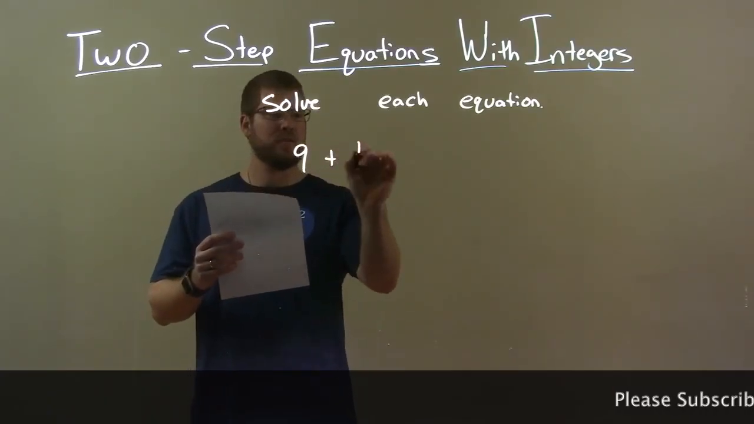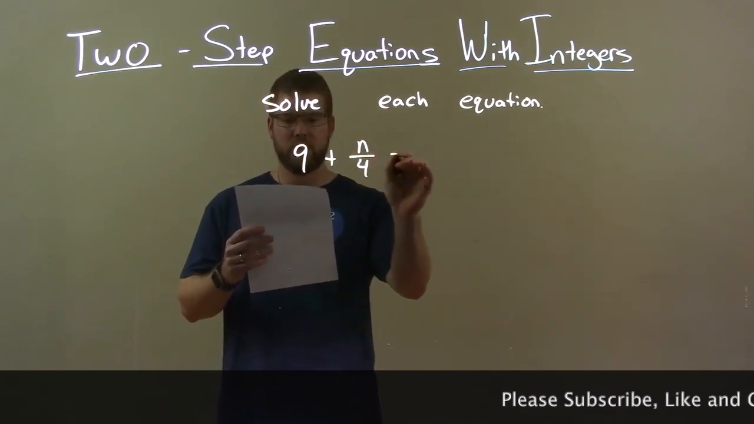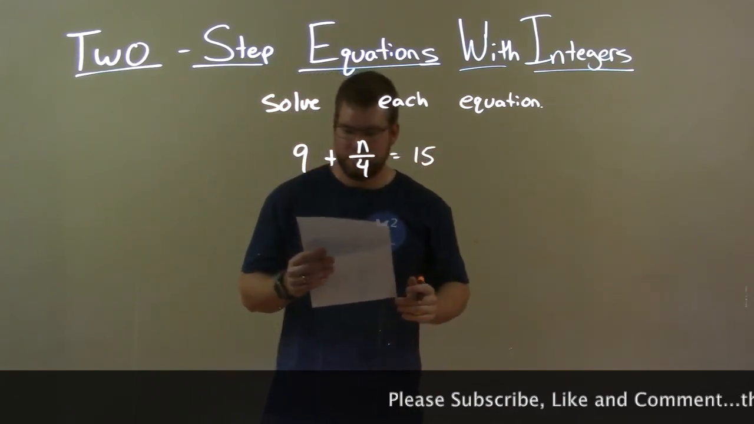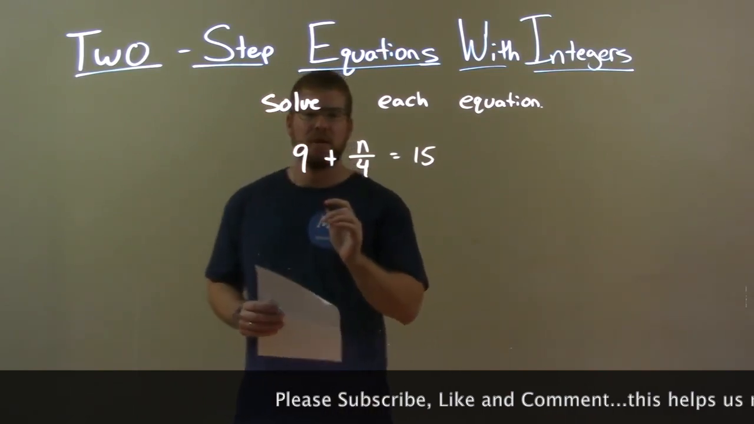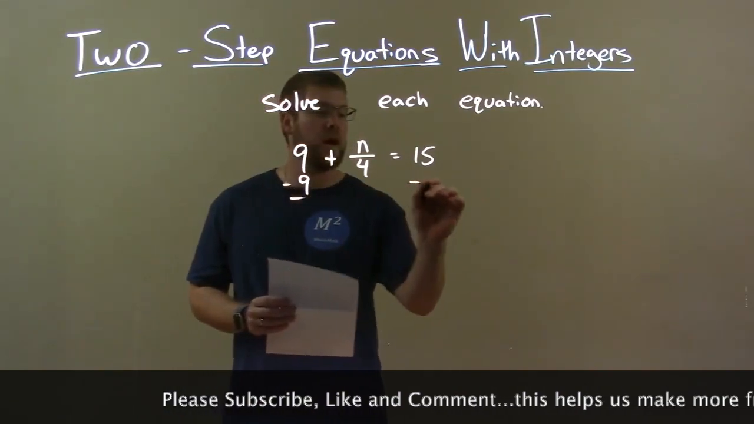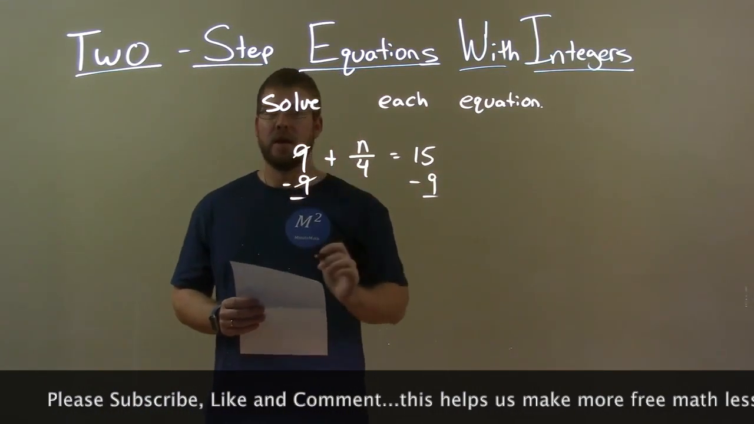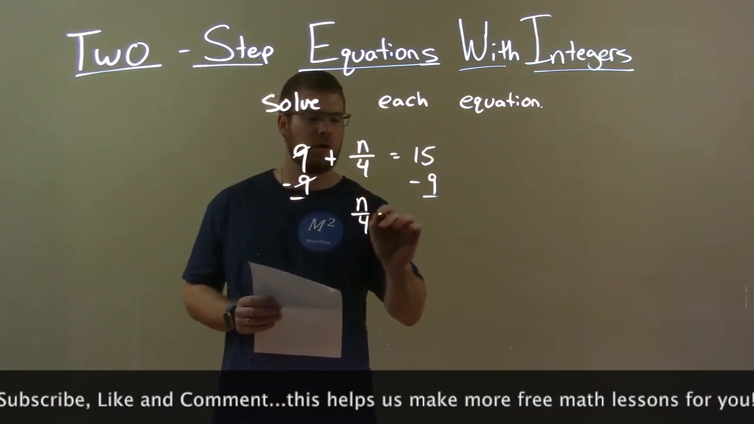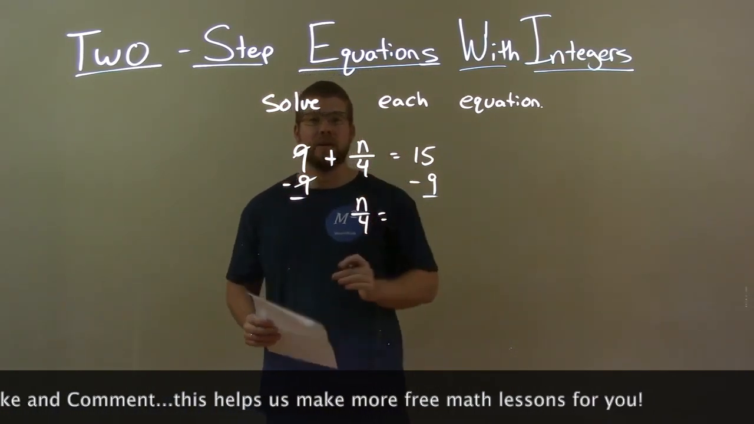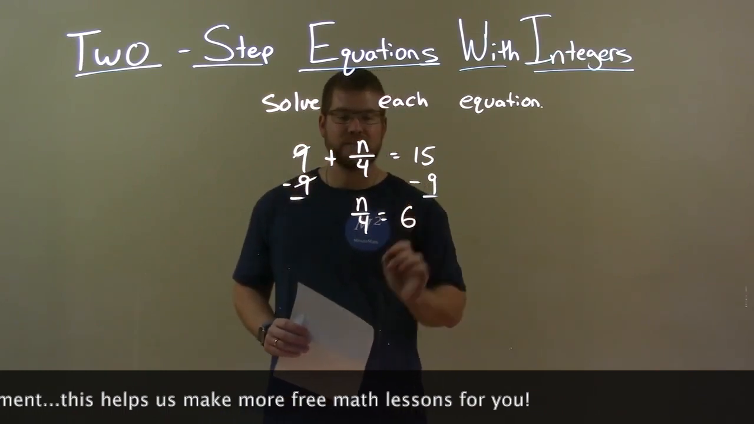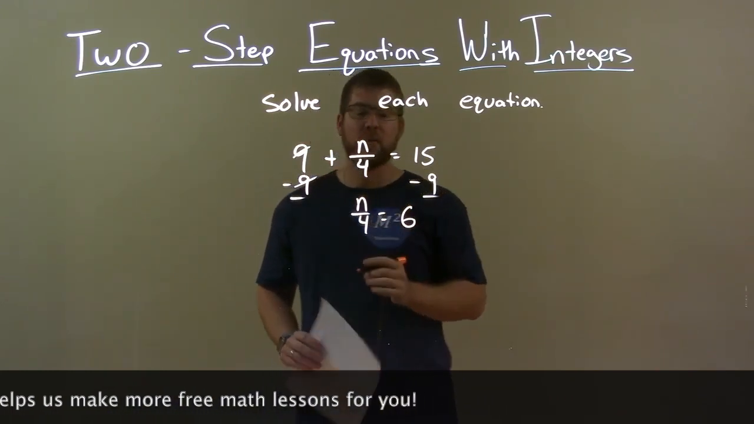9 plus n over 4 equals 15. First thing I want to do here is to subtract both sides by 9. This will eliminate the 9 on the left, giving me n over 4 on the left. Now 15 minus 9 is 6. So n over 4 equals 6 now.